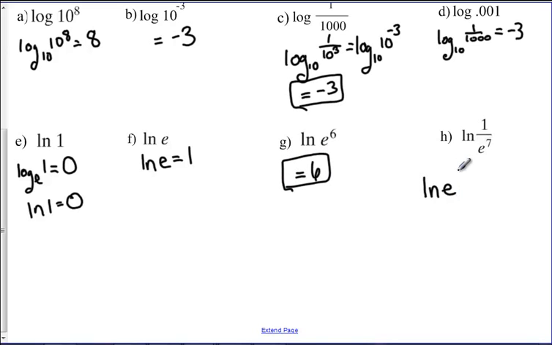All right, so for H, the natural log of 1 over e to the 7th, I can rewrite that as the natural log of e to what power? Negative 7. Right, because it was on the bottom, if you want to get it to the top, just change the sign of the exponent. Well, then it's hopefully easy. So natural log of e to the negative 7 is just going to be negative 7.